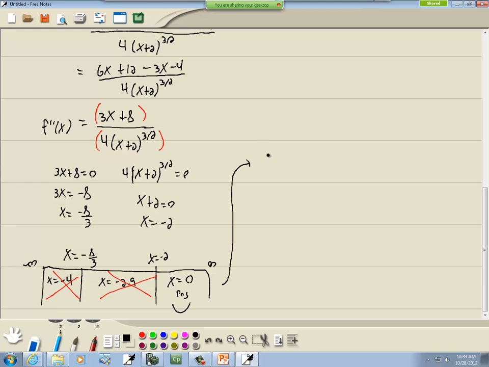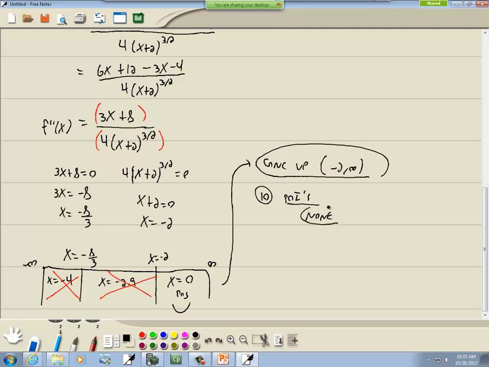So, for concavity, it's concave up from negative 2 to infinity. Now, POIs, number 10. POIs is when your concavity changes. Well, it doesn't change. It's concave up everywhere. So there is none. Now for our graph.